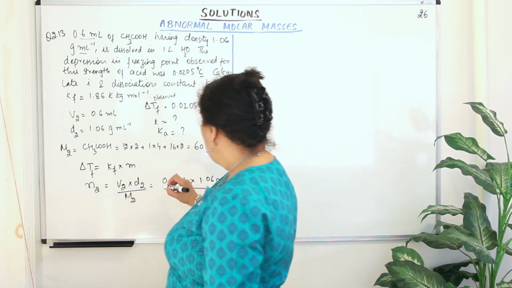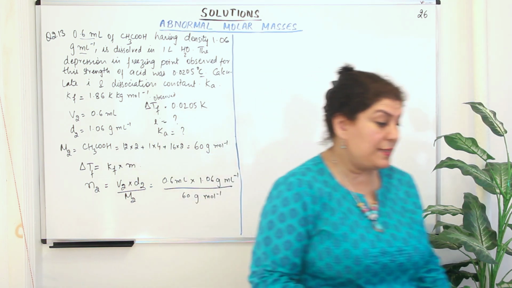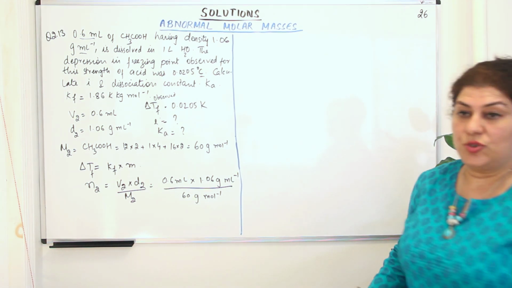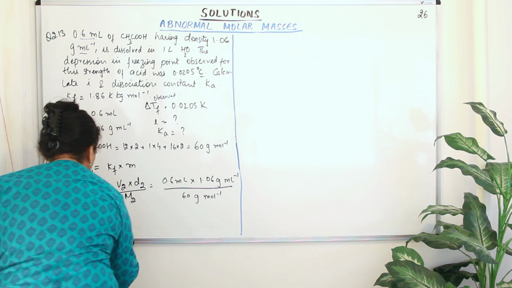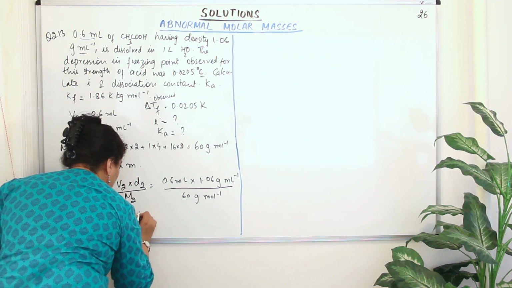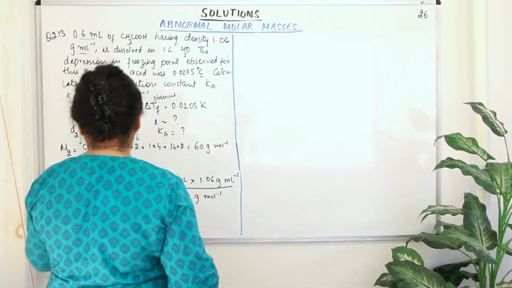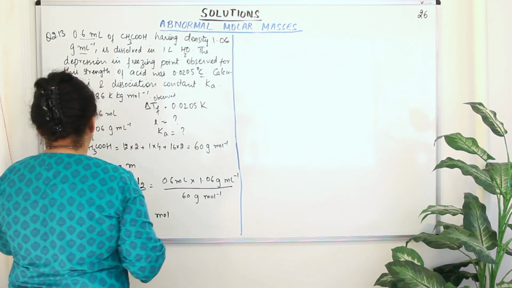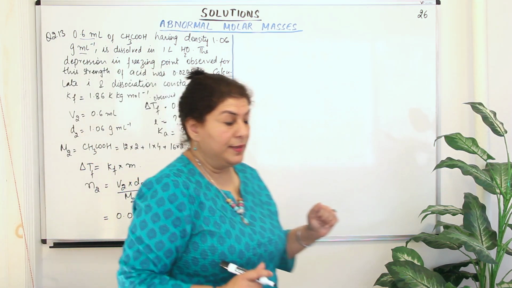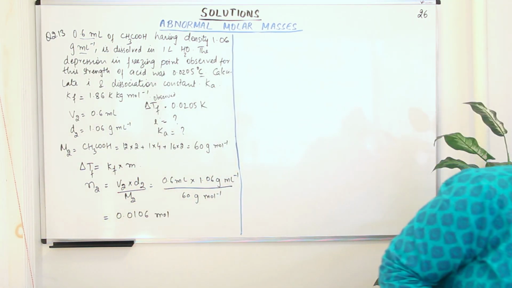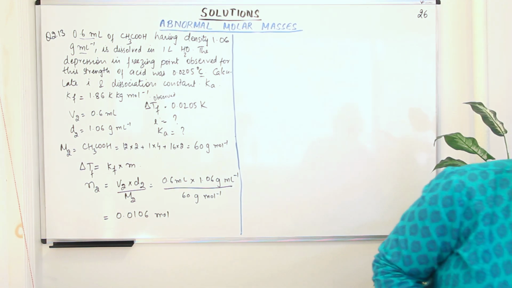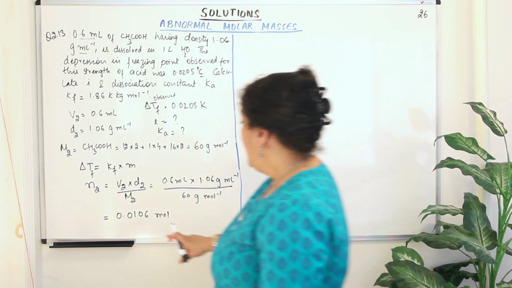So number of moles of the solute, when you calculate from this, how much would you get? 0.0106. Number of moles will be equal to 0.0106 moles of the solute, that is acetic acid. Now this is equal to N or N2.